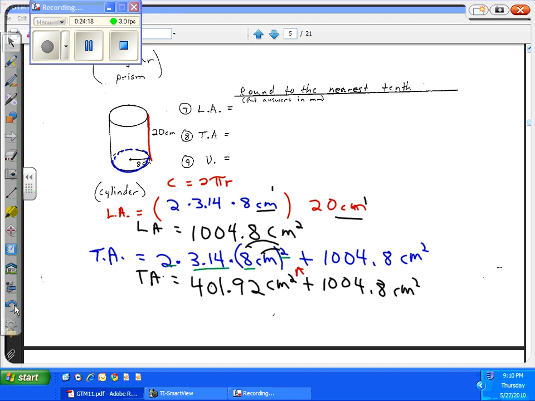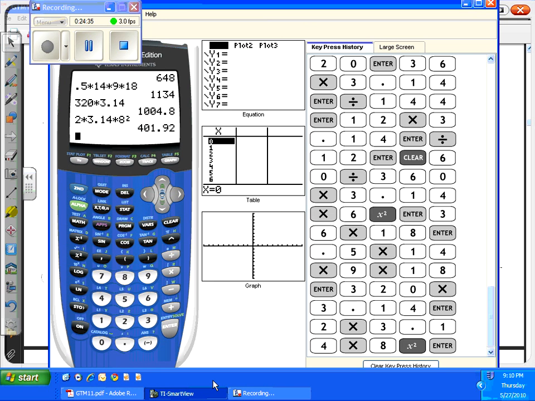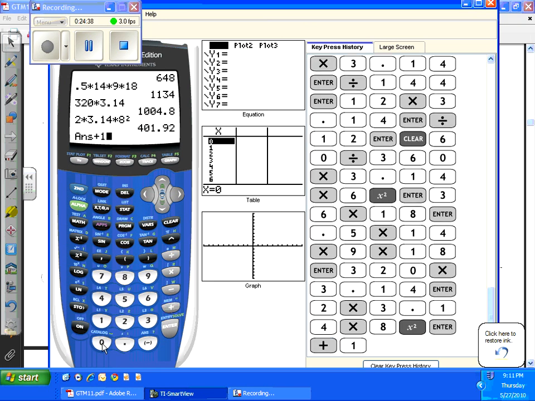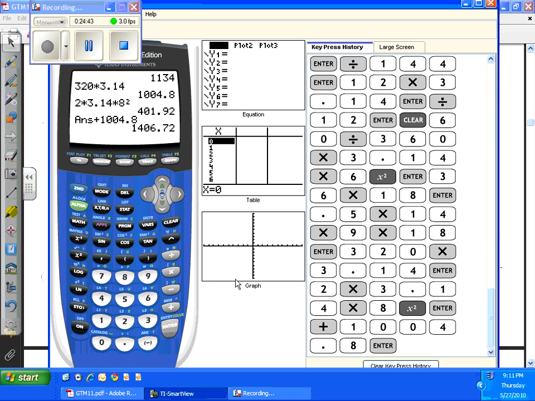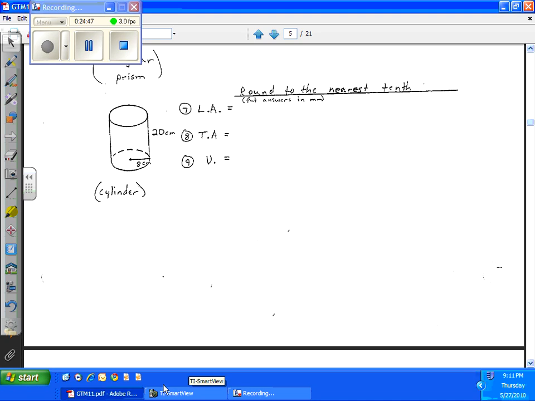So that 401.92 is the top and bottom. The 1,004.8 is the sides. Top and bottom plus sides gives you total surface area. And that bunch of red stuff means an addition, add. So we're going to add those. And so we're going to have total area equal 1,004.8 added to that. And we get 1406.72.